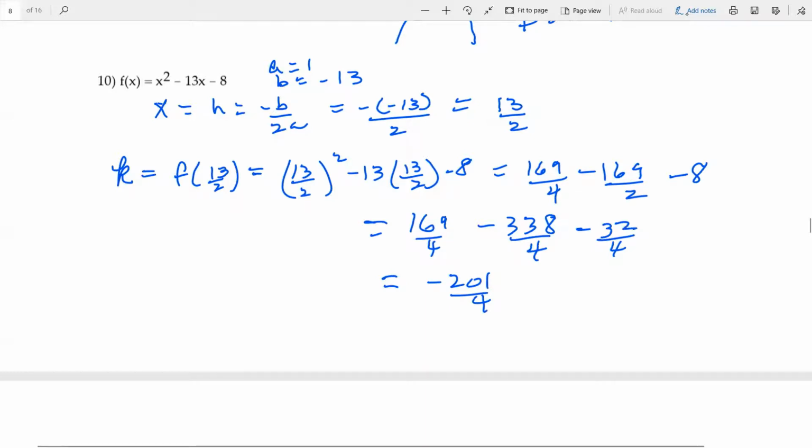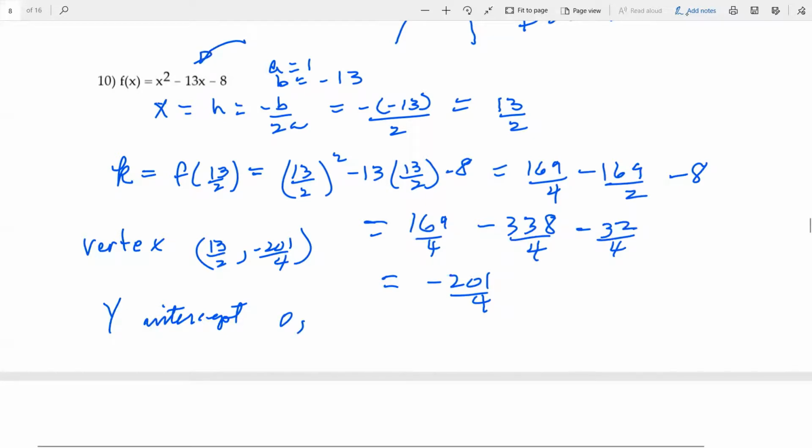So the vertex is 13/2 and minus 201 fourths. The y-intercept is x equals 0. You plug 0 into f of x, and you get minus 8. Since a is more than 0, it opens up.